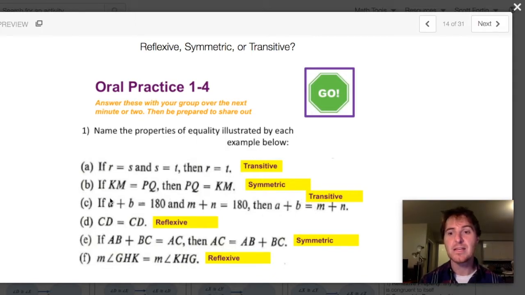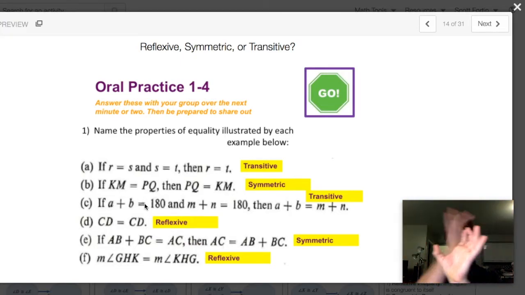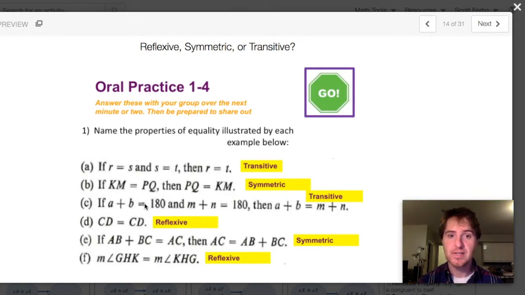Notice here, when I say expressions, what I mean by expression is everything that's on one side of an equal sign. So 180 is an expression, because it's the entire side of an equal sign. A plus B here is the expression on the left side of the equal sign. The thing that gets repeated is the 180. So what we can deduce from this, if we know in our hypothesis A plus B equals 180 and M plus N equals 180, is that this expression equals 180, and this expression equals 180, so they equal each other. That's the transitive property of equality.